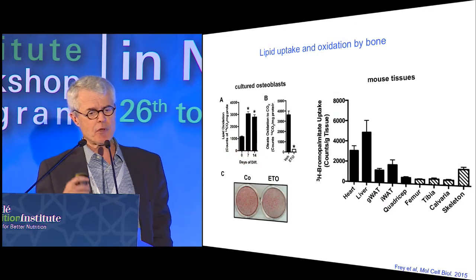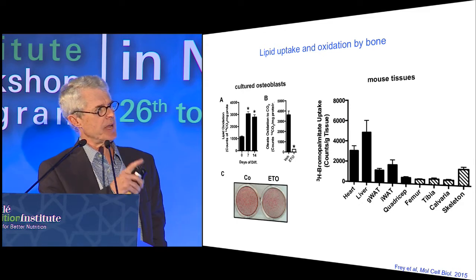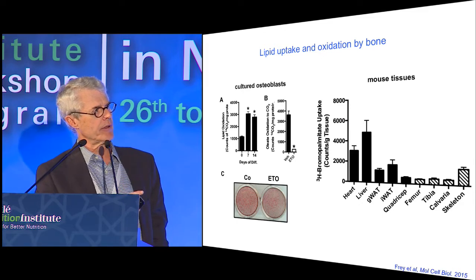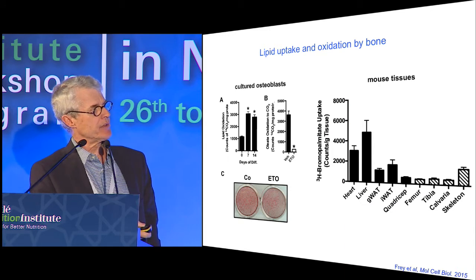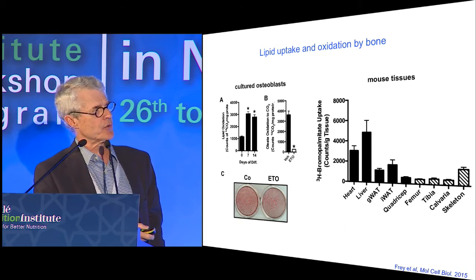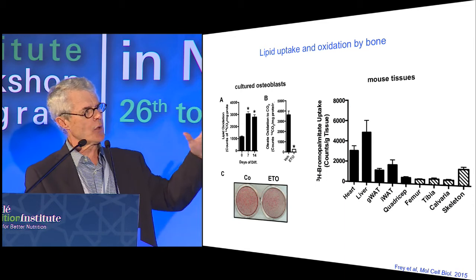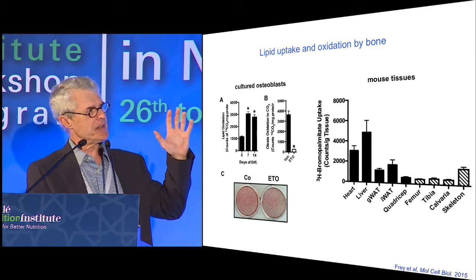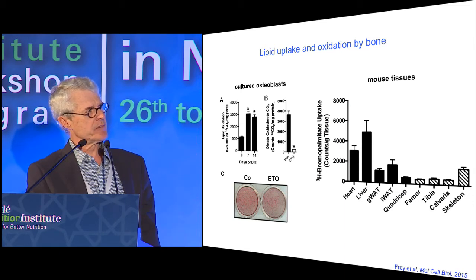Now, I mentioned lipids are also taken up and used by osteoblasts, and this is data from Ryan Riddle in our group. And here you can see that lipid oxidation increases if you put osteoblasts in culture. They differentiate, and as they differentiate, the oxidation of lipids goes up. You can inhibit that oxidation with an inhibitor of lipid oxidation, ETO. When you do that, you affect the differentiation profile of the osteoblasts. They don't fully differentiate. These are the control cells, and the more red you see, the more differentiated they are. So it knocks out the differentiation.